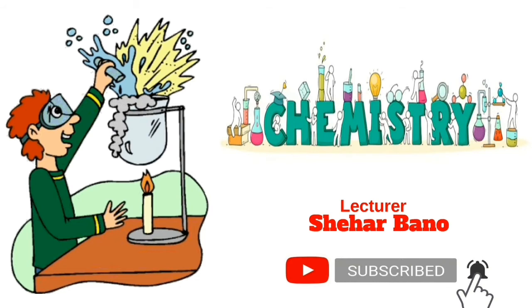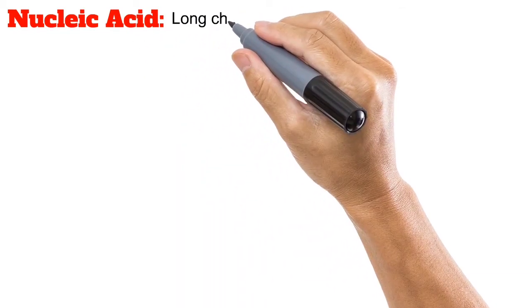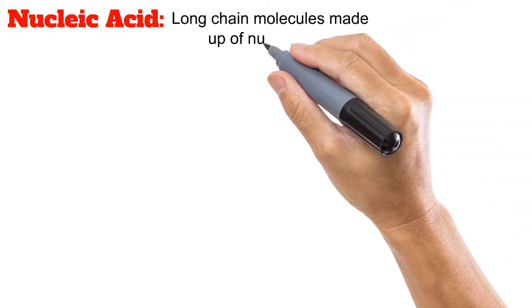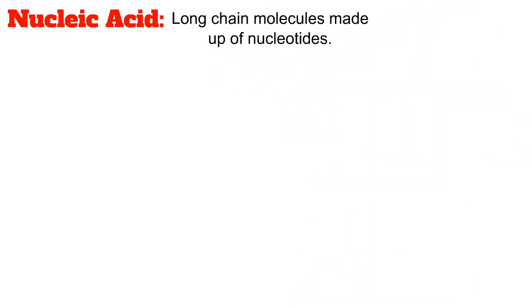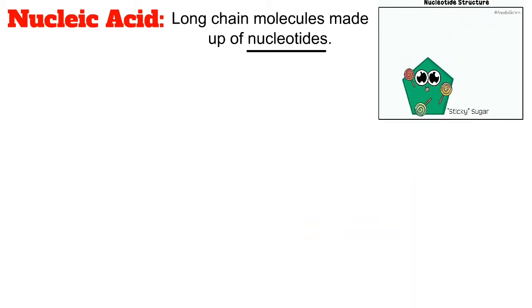So let's begin. Today we will study nucleic acids. Nucleic acids are the essential components of every living cell. They are generally long-chain molecules made up of nucleotides. Now we will see what nucleotides mean. Nucleotides consist of three components: a pentose sugar, a phosphate group, and a nitrogenous base.